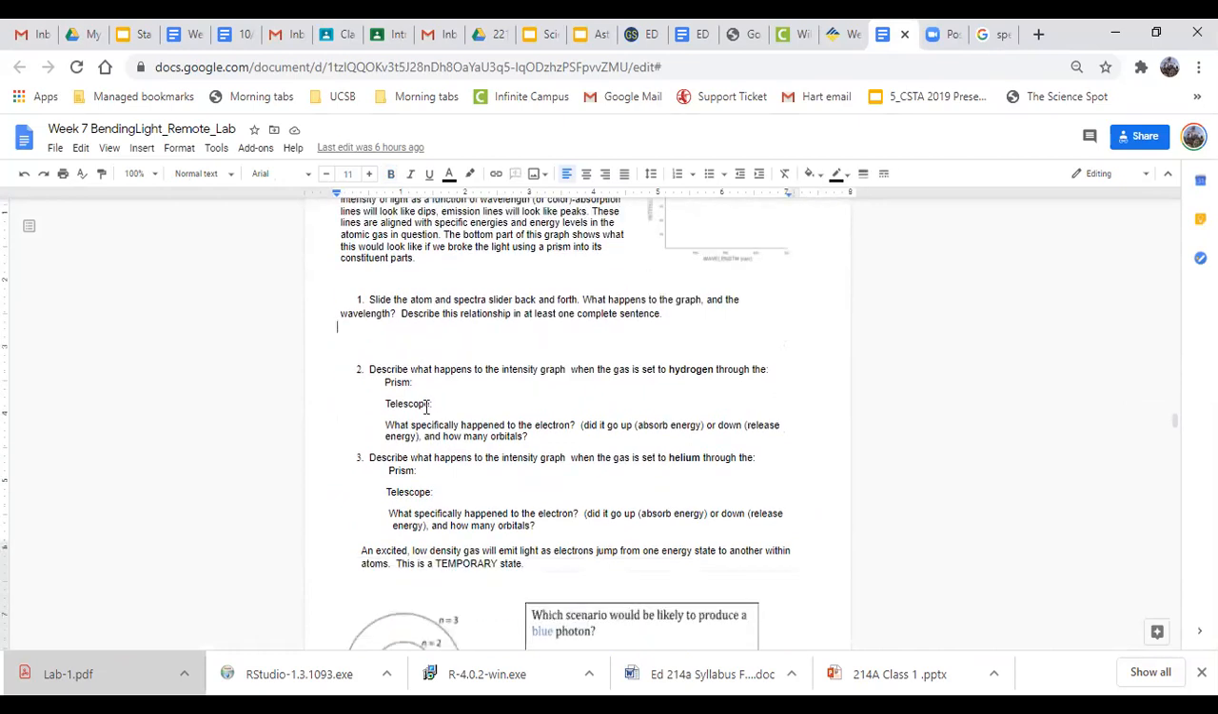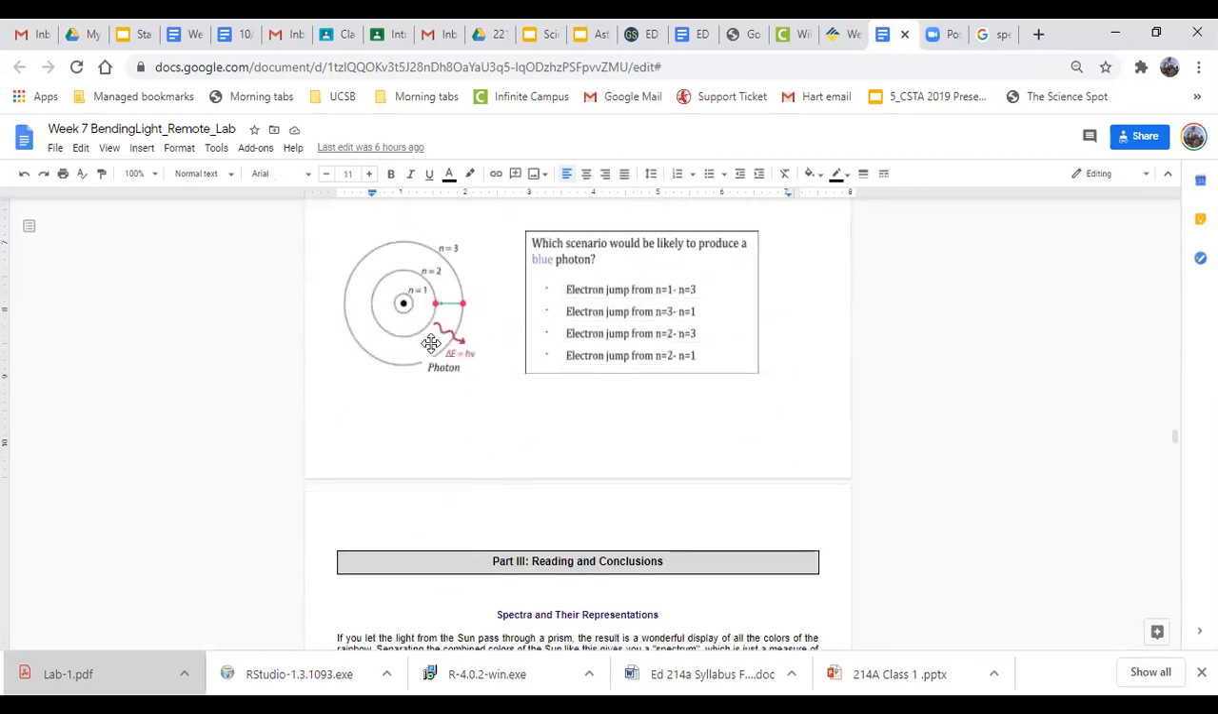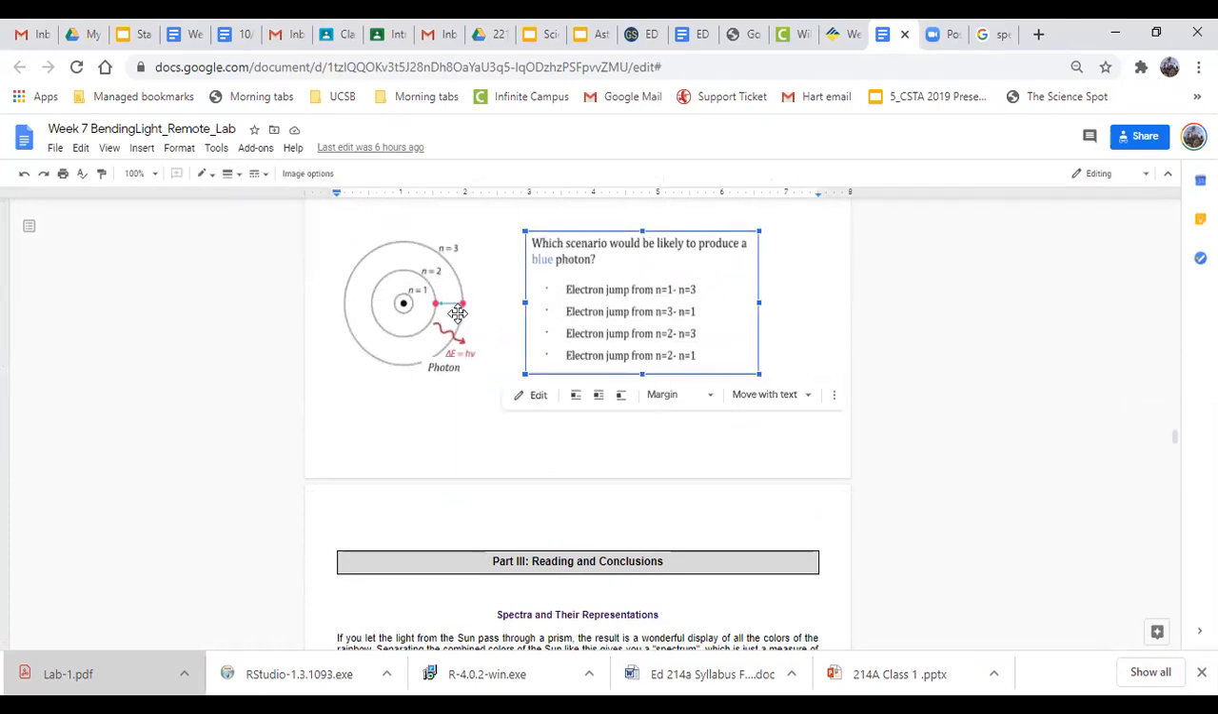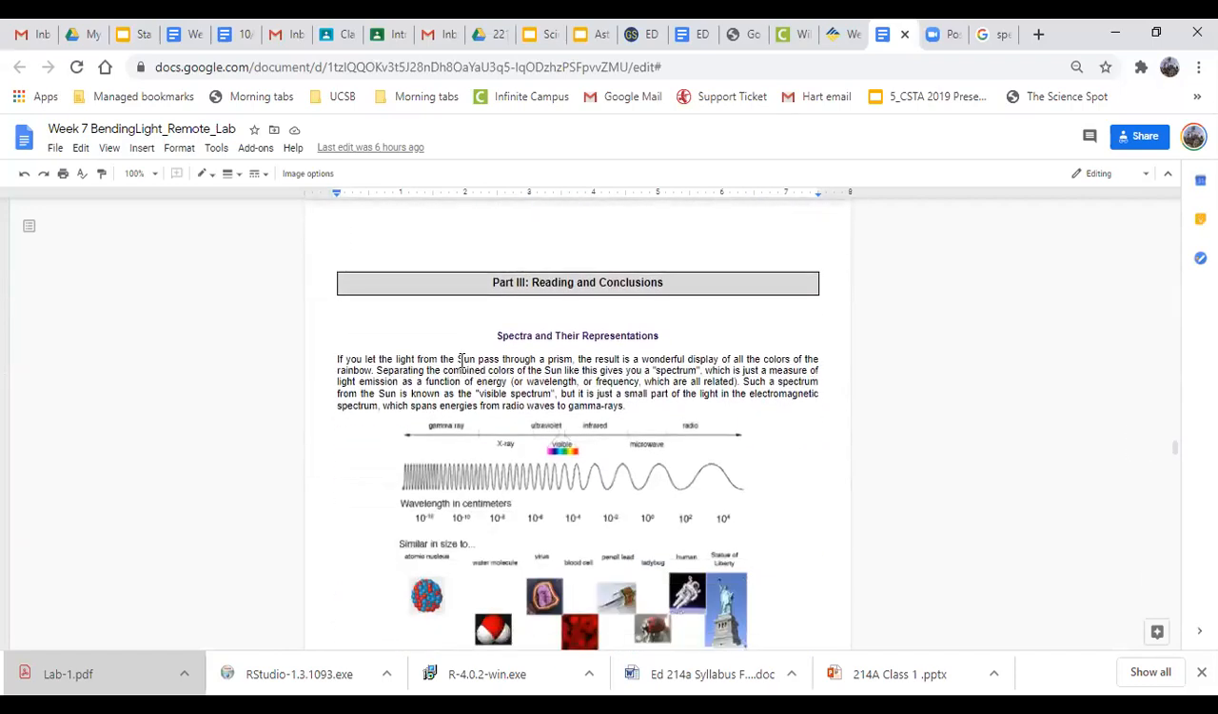So here I have some questions for you. Make sure you're reading them carefully, describing what happens to the intensity graph in terms of the prism, the telescope, describing what happens to it when you look at both hydrogen and helium. So here showing that atomic model again, making sure you're circling in here what scenario would likely produce a blue photon. So there's nothing in here for this week that you have to screen capture.